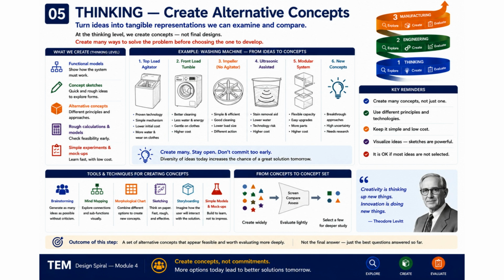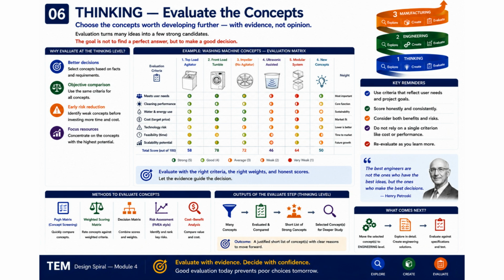We are making our ideas visible enough that in the next step, we can evaluate and compare them. We have now explored widely and created several alternative concepts. The next activity at the thinking level is evaluate. But at this stage, we are not yet asking whether the detailed engineering design works. That comes later. Our question is, which concepts are worth investing our engineering effort in?